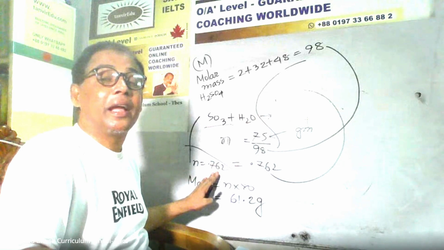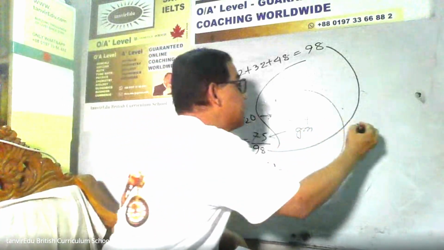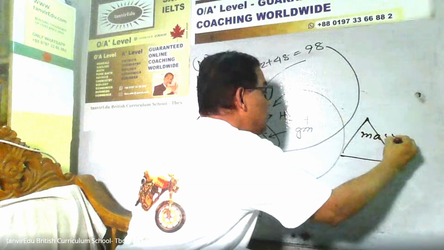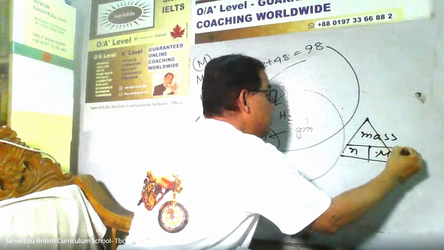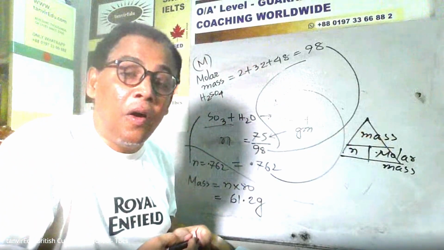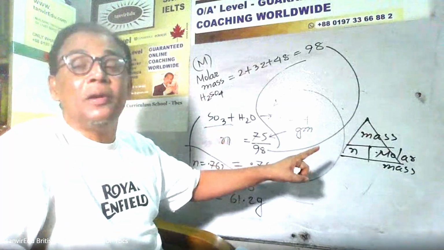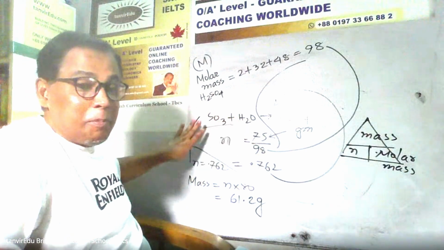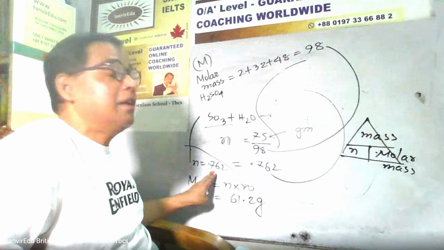Actually, this is the game of pyramid. Have you forgotten the game of pyramid? The pyramid is like this. The mass is equal to number of moles into molar mass. Either in physics or in chemistry, you have to be the boss of the pyramid. Mass is equal to number of moles into molar mass. In the left part, you have got the number of moles, 0.762.